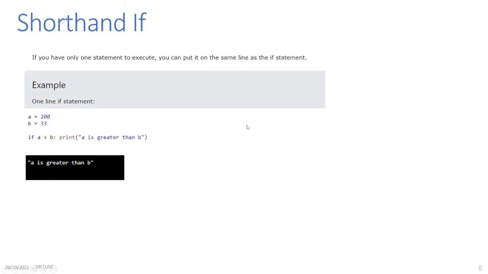Shorthand if. So we can have a shorthand if. If you have only one statement to execute, you can put it on the same line as the if statement. So, one line if statement. So let's say, for example, a equals 200, b equals 33. If a greater than b colon, and then print a is greater than b. So in a single line.